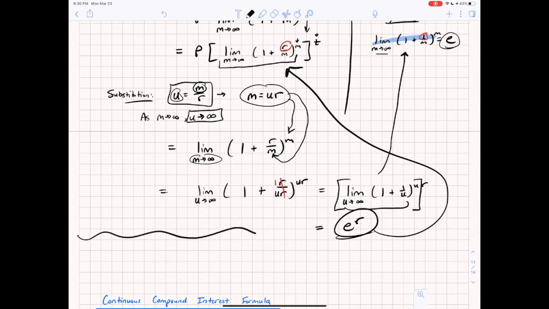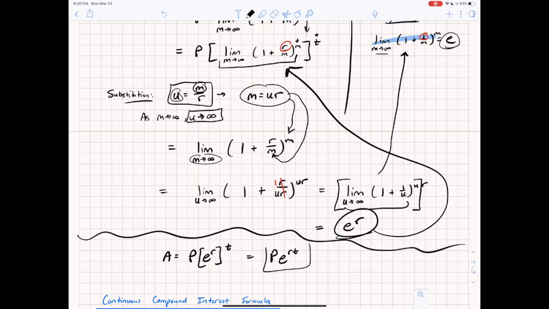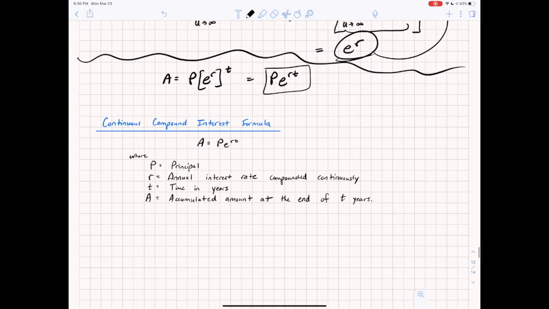So after I do my substitution, we would get A is equal to P e to the r, raised to the power of t, which simplifies to P e to the rt. This formula right here, PERT, is my continuous compound interest formula, and it's the formula that you're most familiar with, and this is how it's derived using calculus and limits.